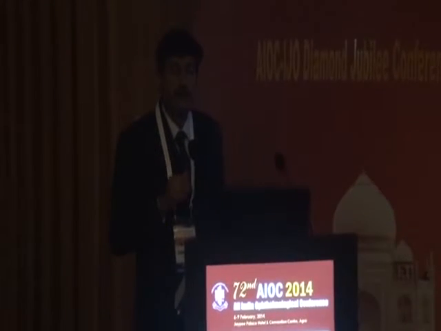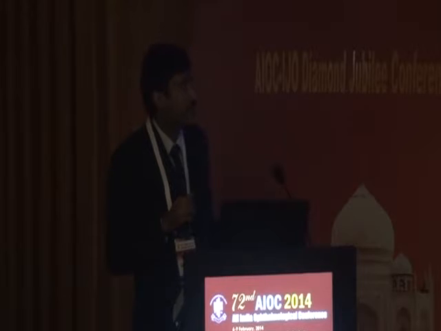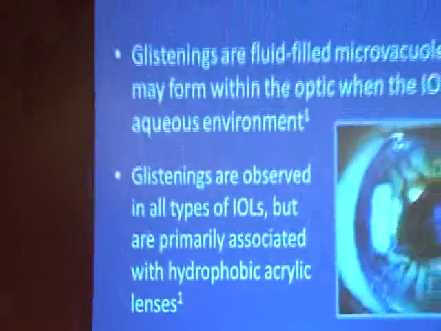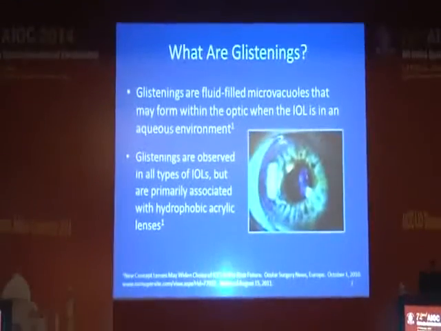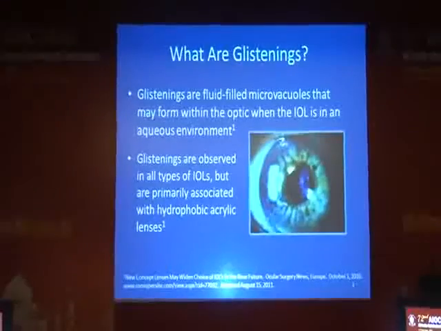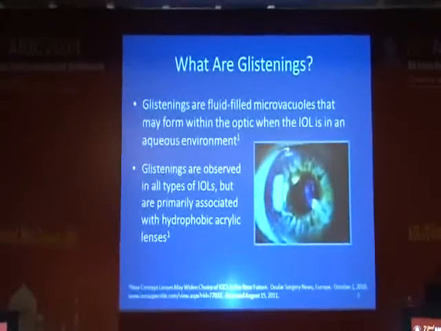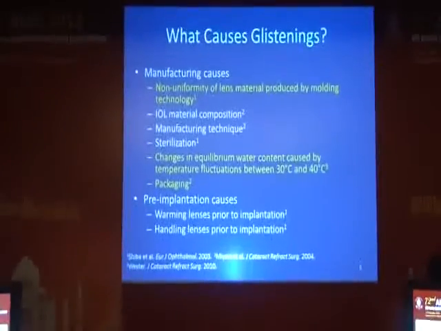Now, that's when we started thinking about glistening, and the Envista, the new glistening-free IOL, has come into the picture. And the glistenings are nothing but fluid-filled microvacuoles that may form within the optic when the IOL is in an aqueous environment. They are observed in all types of hydrophobic IOLs which have existed till now, but primarily more so with a natural hydrophobic material or the colored hydrophobic material which we constantly use.